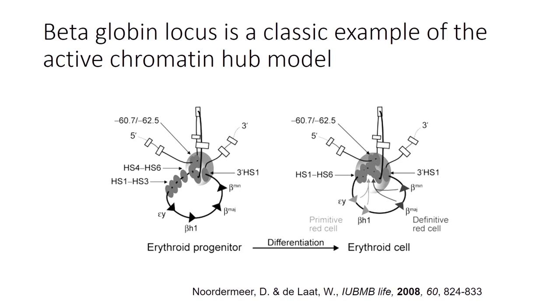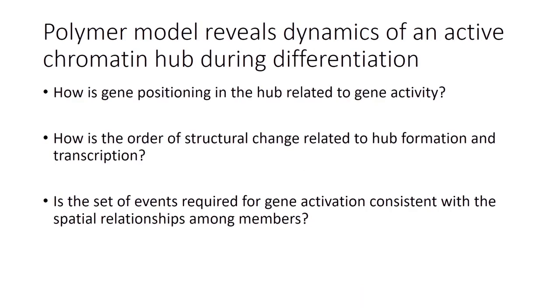So the question is, can we use some data and computational modeling to better understand what's going on in this hub? The kinds of questions that we're interested in asking are, how is gene positioning in the hub related to gene activity? How is the order of structural change related to hub formation? And what about the set of events required for gene activation?